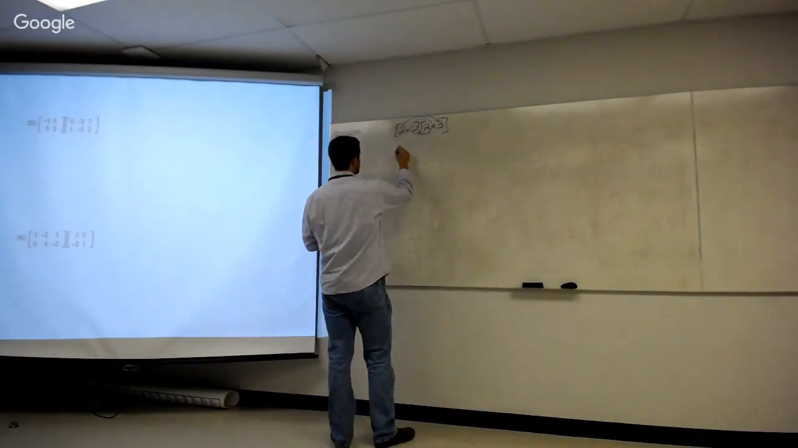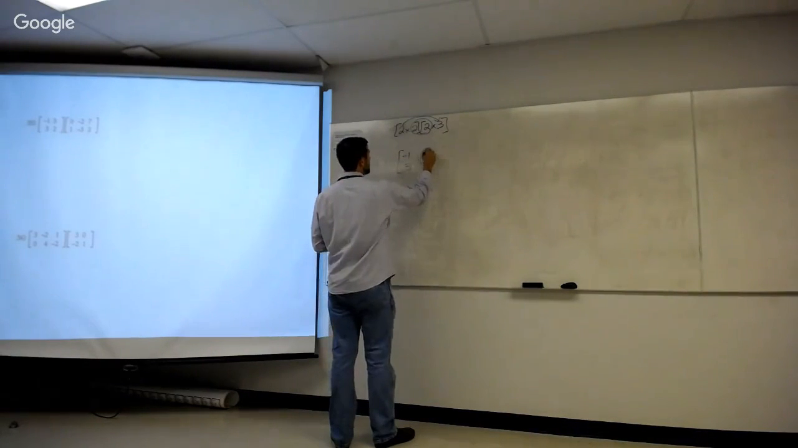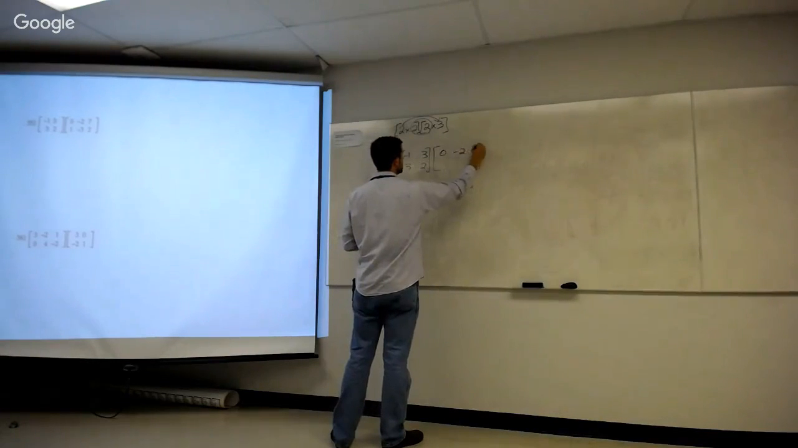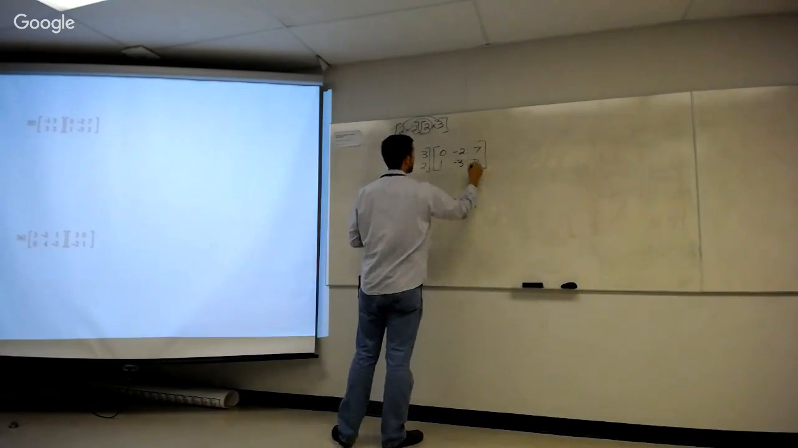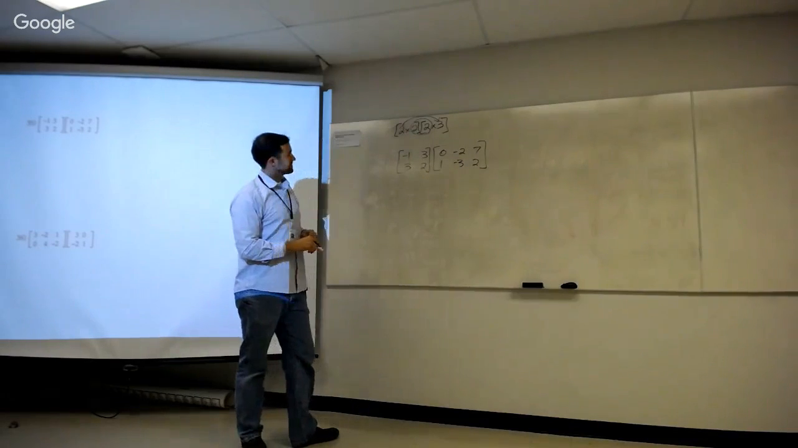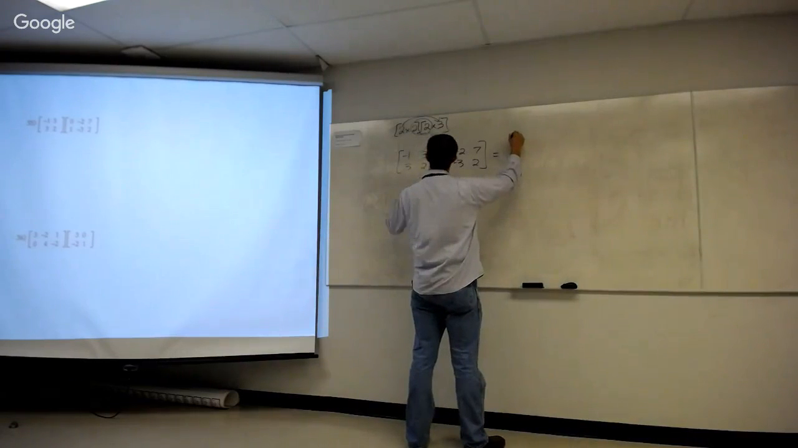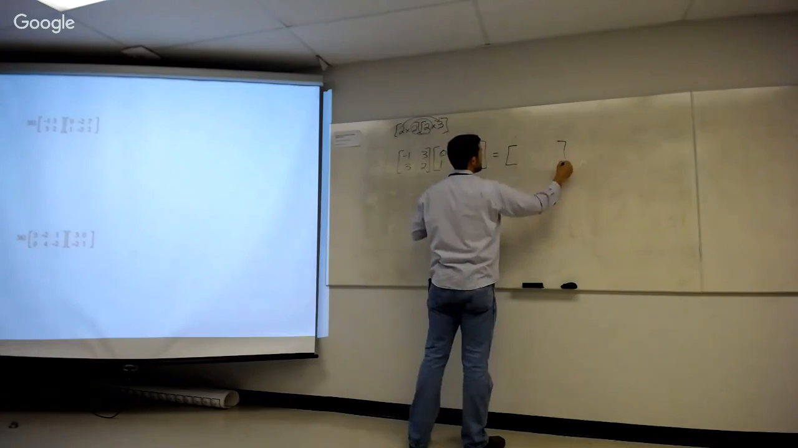So let's do that. I'm going to go ahead and write this down. So -1, 3, 3, 2, and then 0, 2, -2, 7, and 1, -3, 2. And what's the size of our resulting matrix? 2 by 3. So that's a 2 by 3.